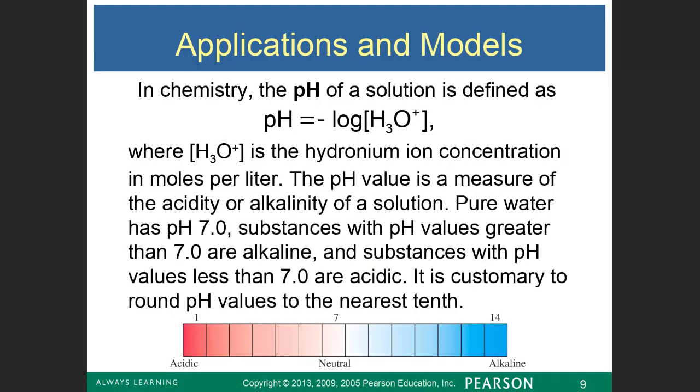Here's the application problem. Here's the formula. pH is equal to negative log of H3O plus. H3O plus is the hydronium ion concentration, and pH is the pH value, a measure of the acidity or alkalinity of a solution.